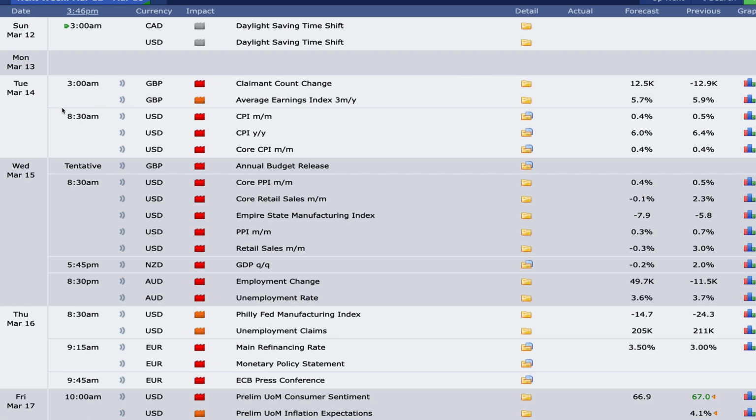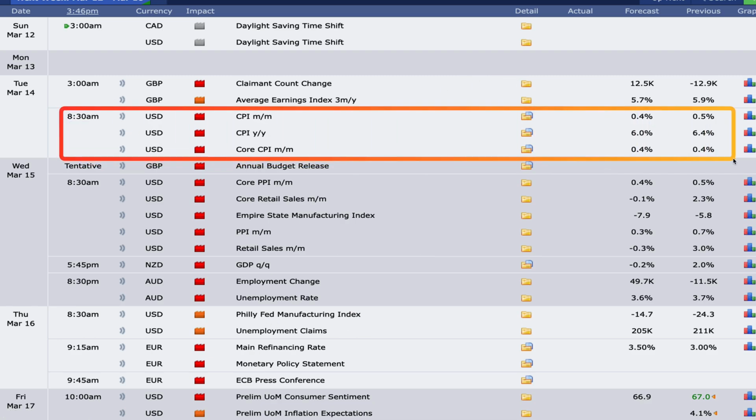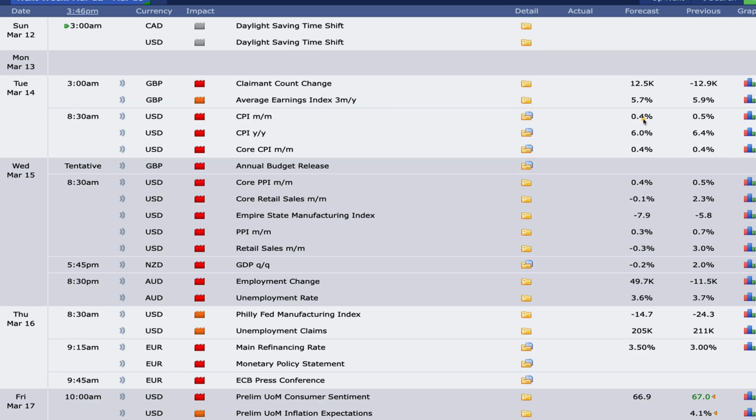So the biggest one next week is the US CPI. You can see that the CPI is expected to come lower. Again, if this comes out higher than expected, we can expect the dollar to just break out. If it comes out lower than expected, I think the dollar can pare some of the gains that we have seen so far.